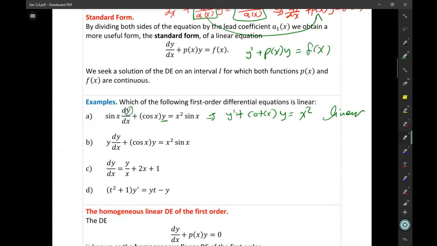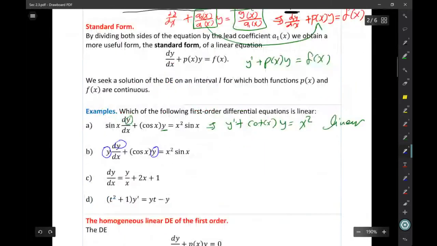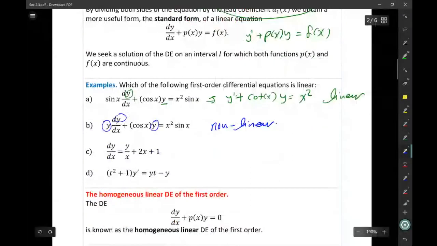The second one, y times dy by dx plus cosine x times y equals x square y. Here you see that the coefficient multiplied by dy by dx is with respect to y, but to be linear, it should be with respect to x. So this is a non-linear differential equation.